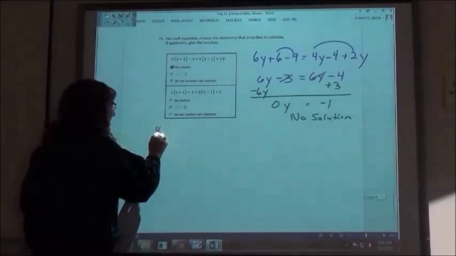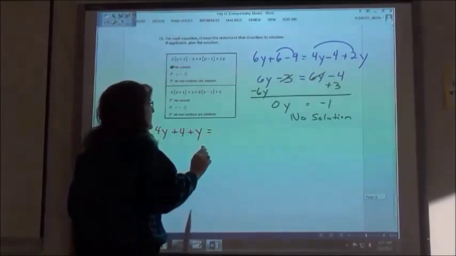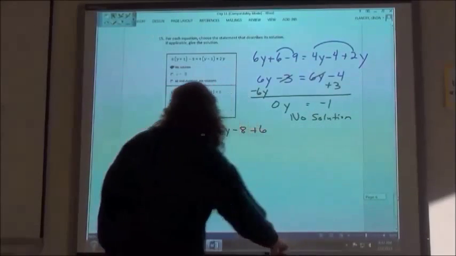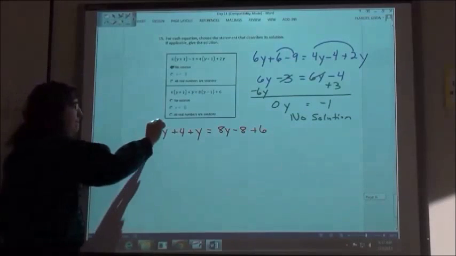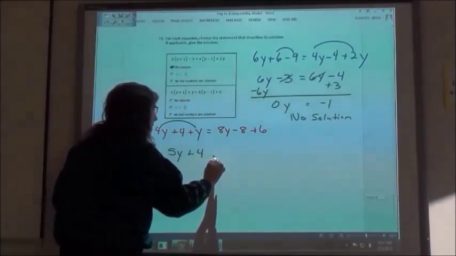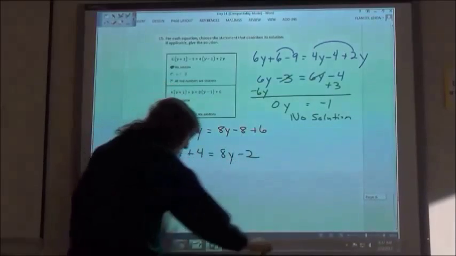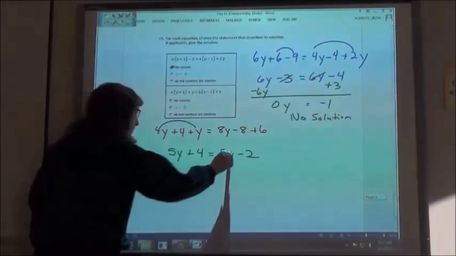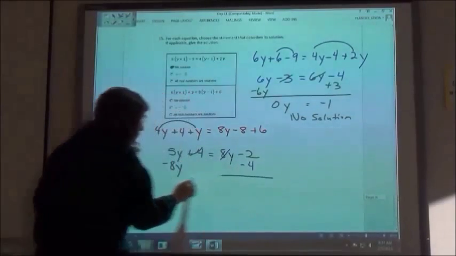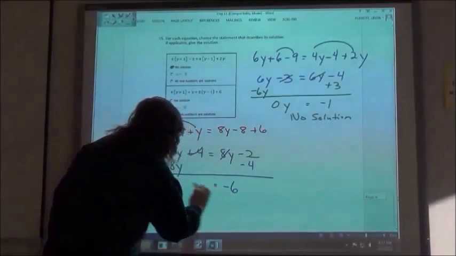Okay, 4y plus 4 plus y equals 8y minus 8 plus 6. So the 4y, is that a 1? So that'd be 5y. Exactly. 5y plus 4 equals 8y minus 2. Okay, and the 8y becomes a negative 8y. Your positive 4 becomes a negative 4, which should be negative 6 and a minus 3y.